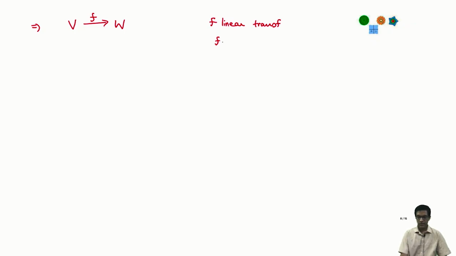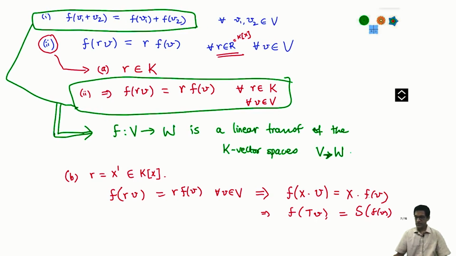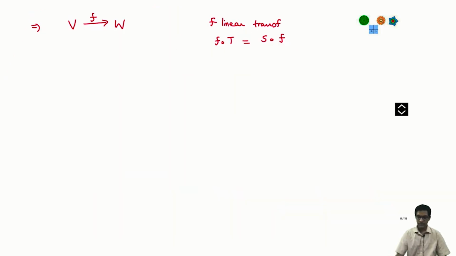and the second property I have concluded is that f composition T is the same as S composition f. Okay, so that's what this last equation says. F of Tv is the same as, so this equation here is just saying that f composition T is the same as S composition f. Now let's try to figure out where these compositions really live. Remember, T is an operator from V to V and S is an operator from W to W. So what does this say? It says that f composition T is the same as S composition f.